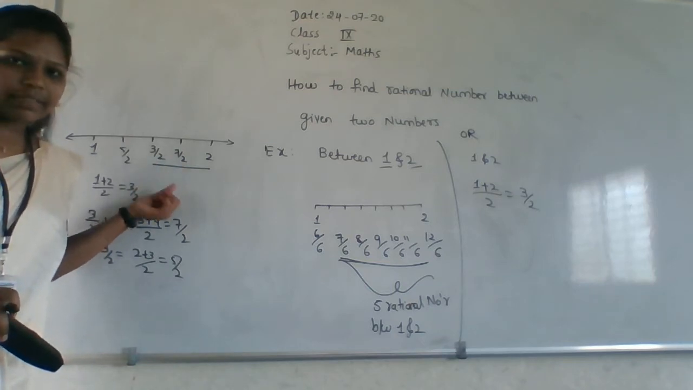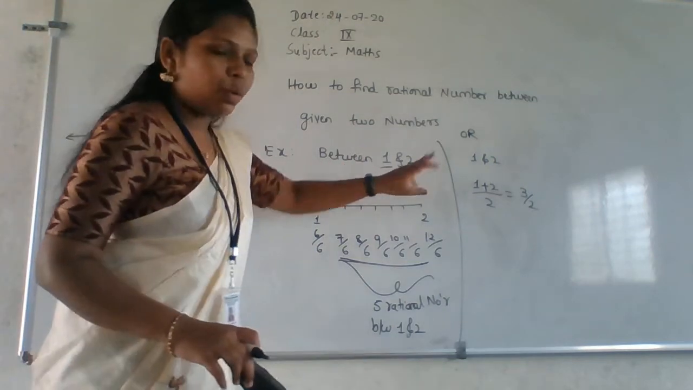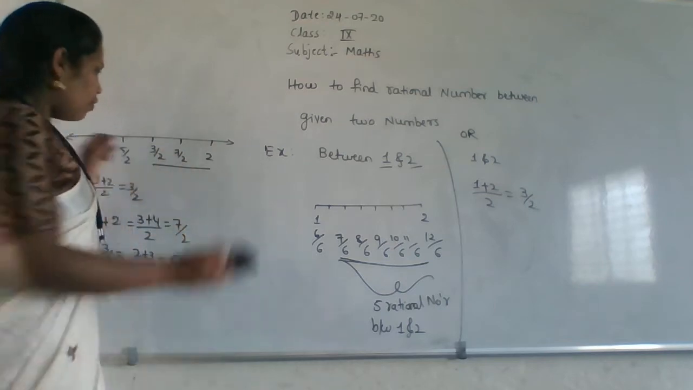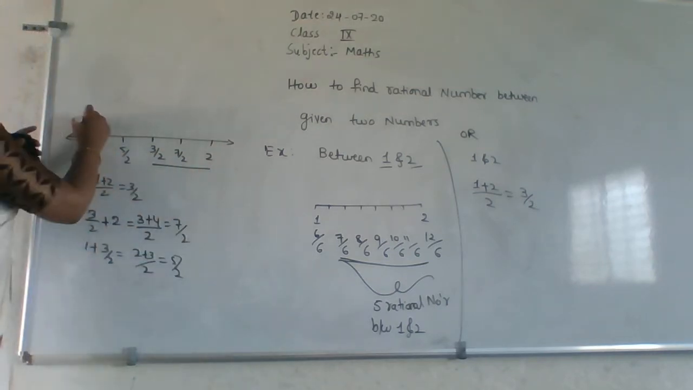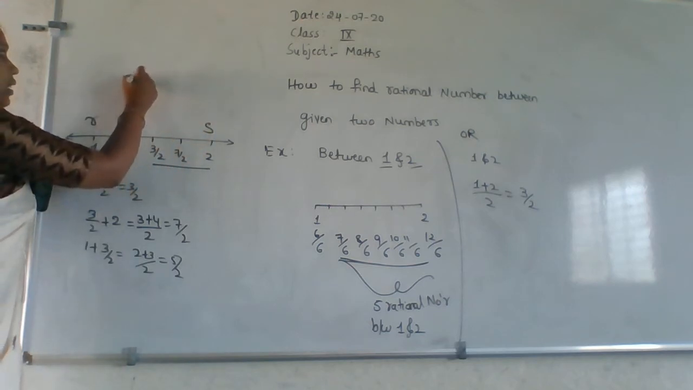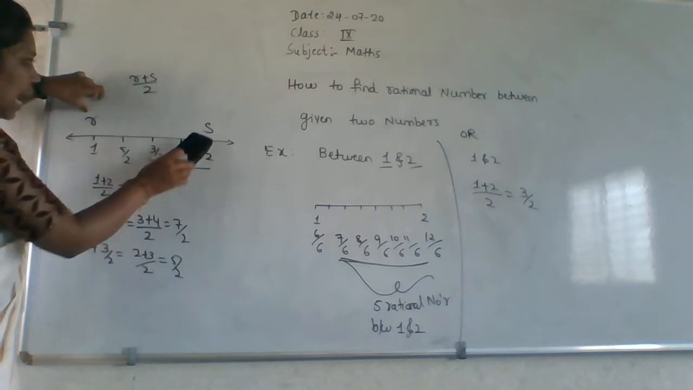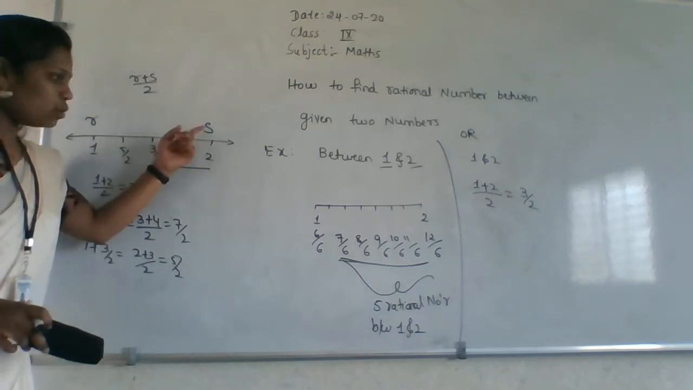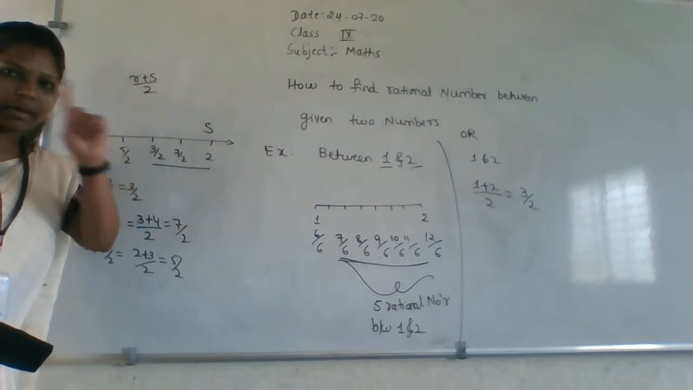R plus S divided by 2. R and S are nothing but the given two numbers. So you have to do R plus S divided by 2. First you have to add these two numbers, 1 and 2. So this is the R and this is the S. This is the formula. So first add R plus S, divided by 2. First rational number you will get.